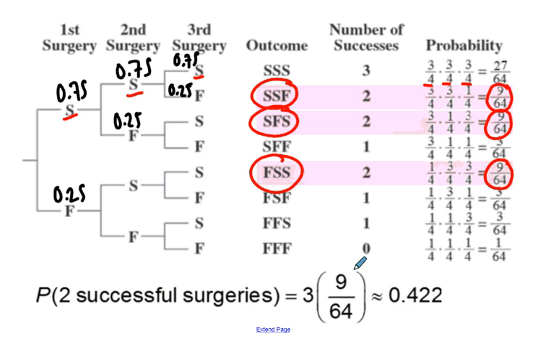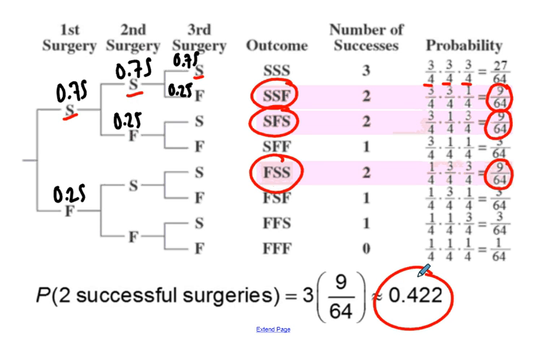Where did I get that? It's because each of them had 2 successes, so 3/4 and a 3/4, and 1 failure, so multiply by 1/4. That's where you get your 9/64. So I found about 42% likelihood that we're going to get exactly 2 successful surgeries.